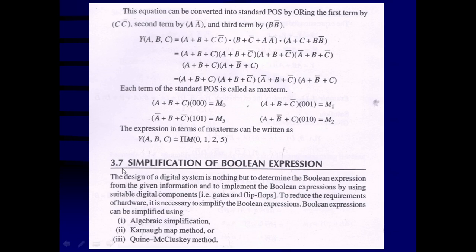The next topic is 3.7, simplification of the Boolean expression, using algebraic simplification and Karnaugh map method. We are going to take it up in the next lecture.